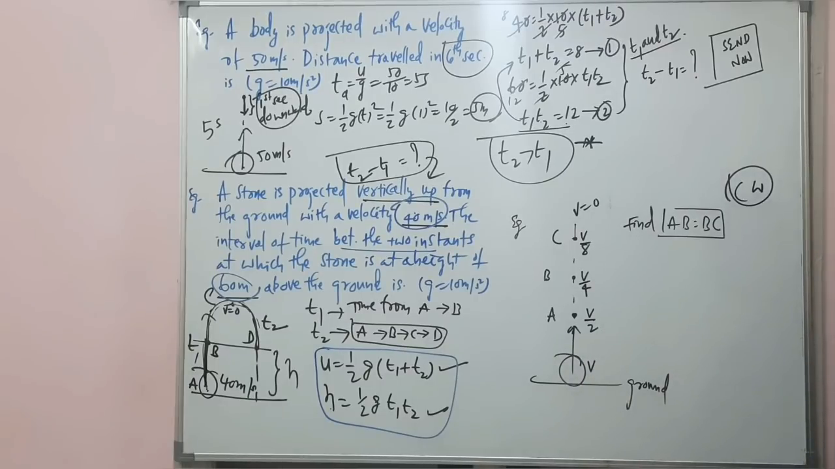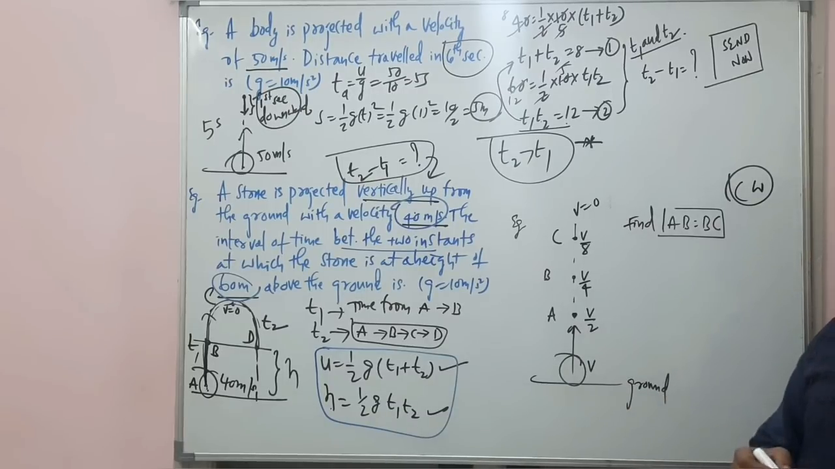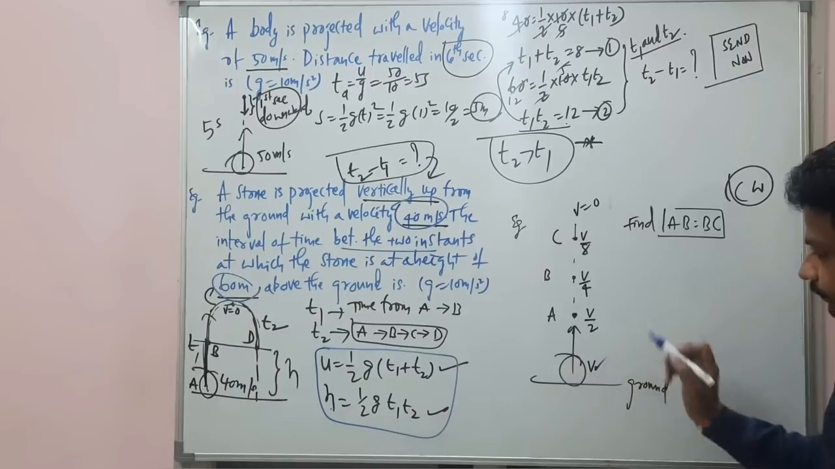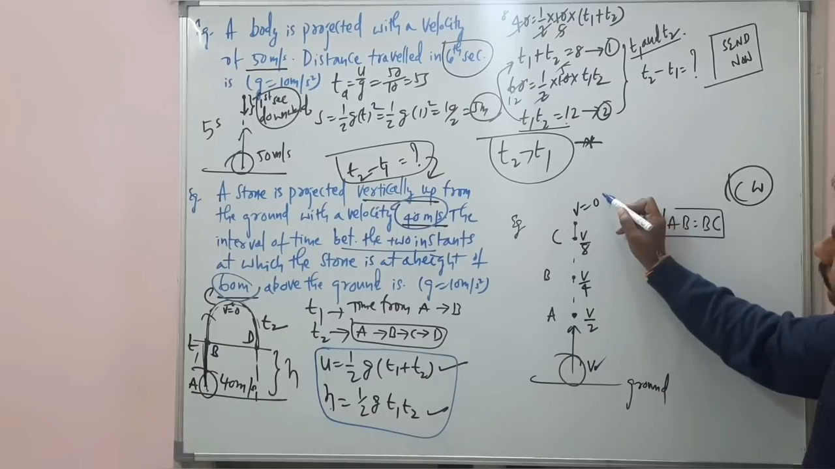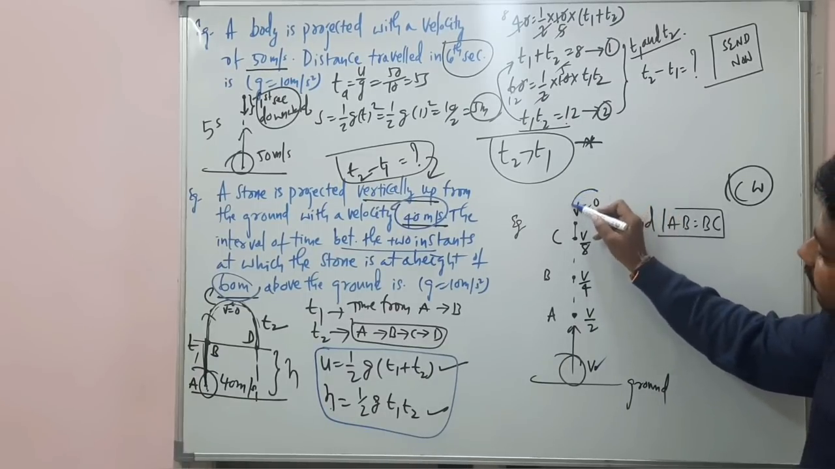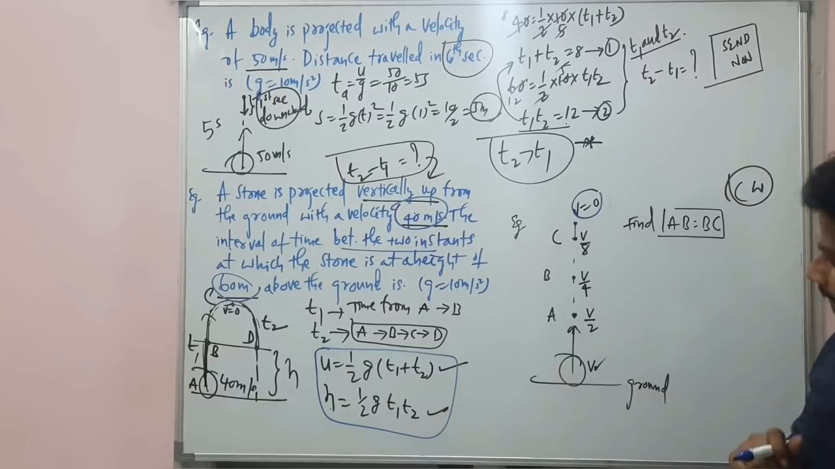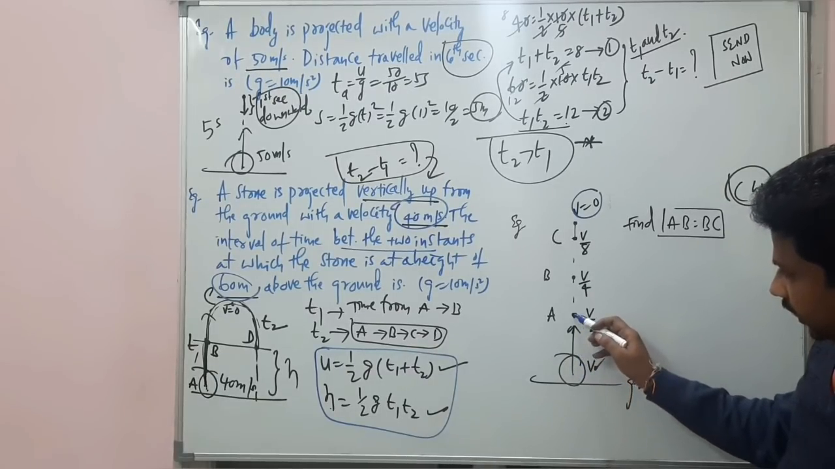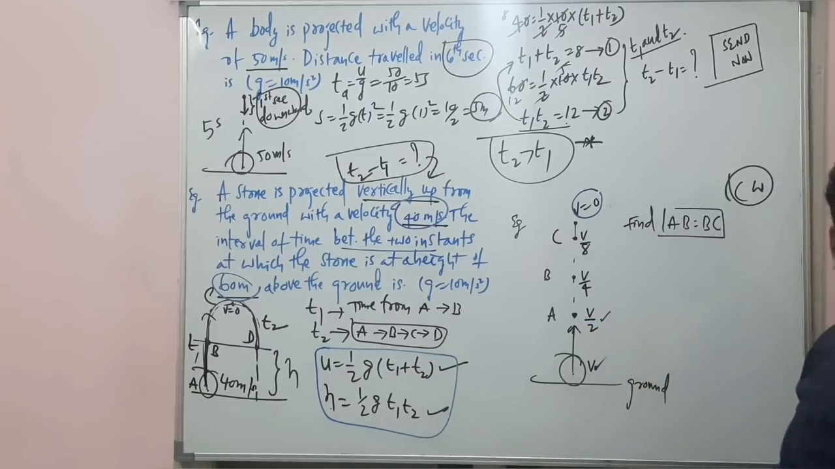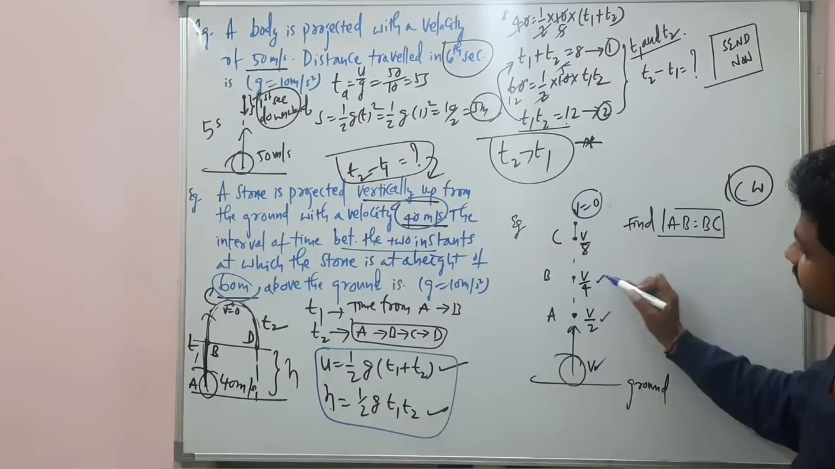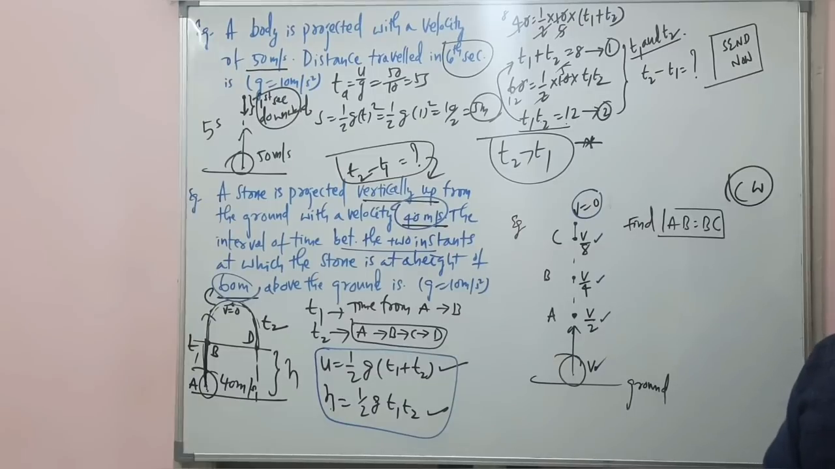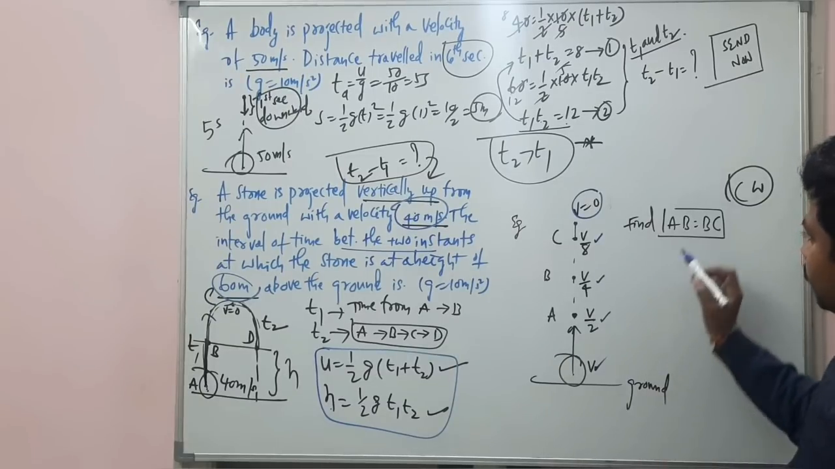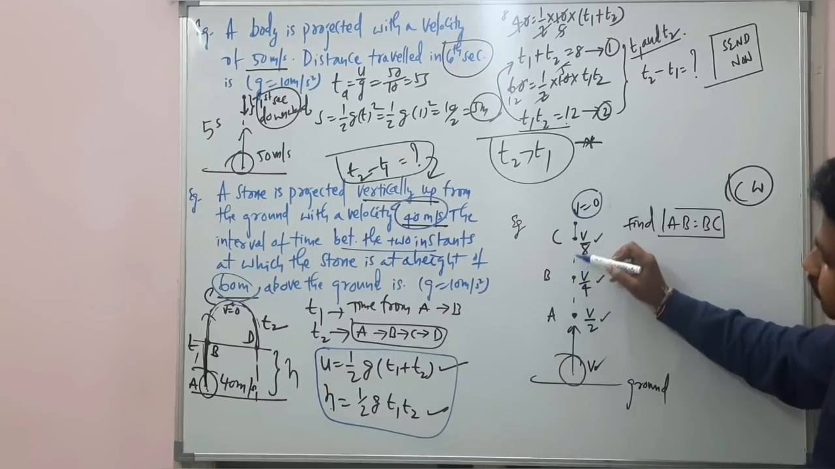See here. There is a body which is projected upwards with an initial velocity v. It reaches some height where at the maximum height the final velocity is 0. Now, at some point A, the velocity of the body becomes v by 2. At some point B, the velocity becomes v by 4. At some point C, the velocity becomes v by 8. The question is, what is the ratio of AB and BC?